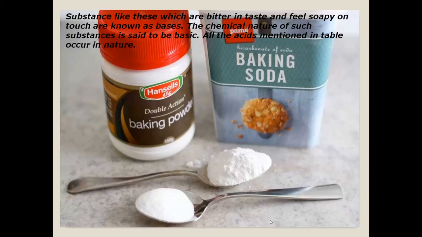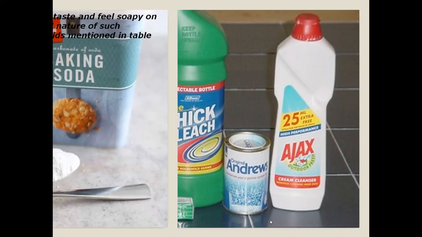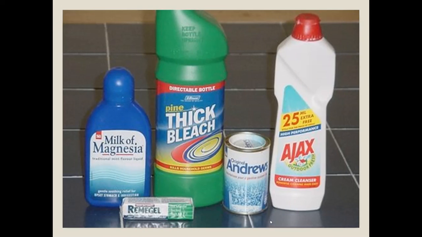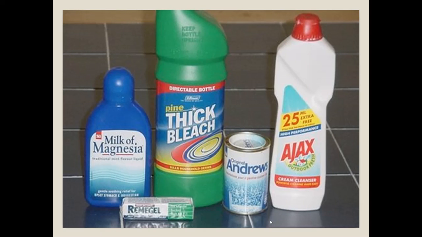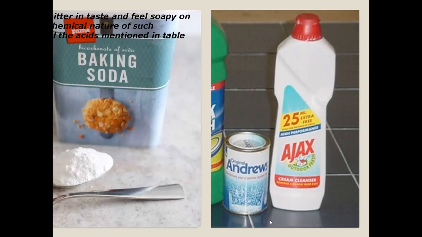Here are some of the images, like baking soda, and some of the materials or substances that we use in our daily life that contain bases in them. Here is an image of milk of magnesia, then bleach, another substance that can be used as a cleaner, and here is a gel, and even the Digene syrup that we drink. All these substances contain bases in them.